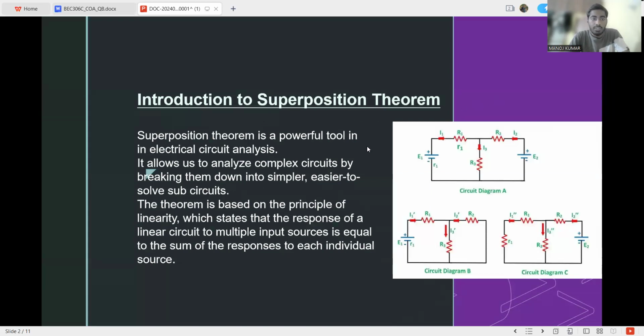Introduction to superposition theorem. Superposition theorem is a powerful tool in electric circuit analysis. It allows us to analyze complex circuits by breaking them down into simpler, easier to solve subcircuits. The theorem is based on the principle of linearity, which states that the response of a linear circuit to multiple input sources is equal to the sum of the responses to each individual source.